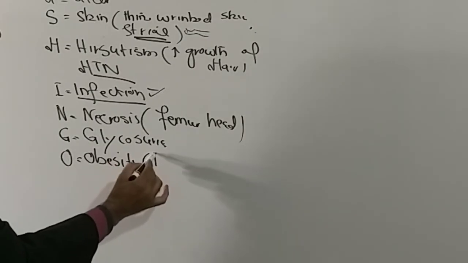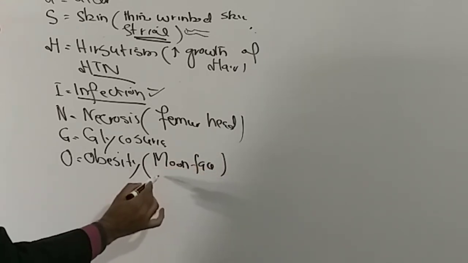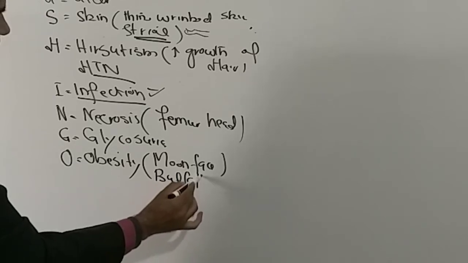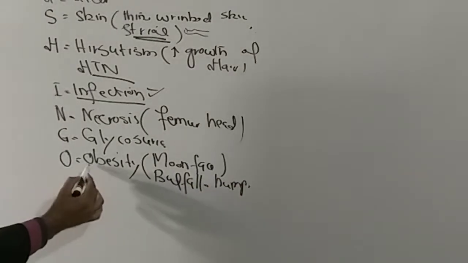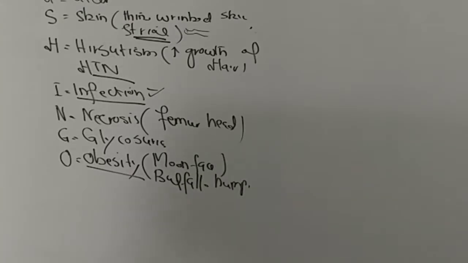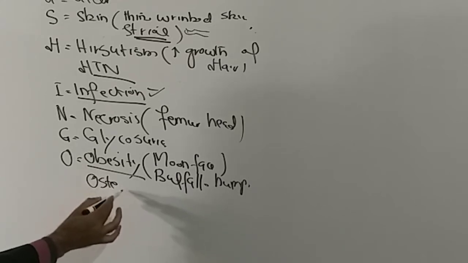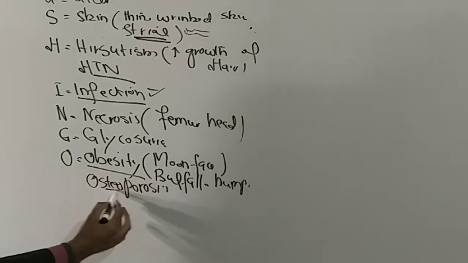Not only their face is swollen, they are like the moon face, but they also have a buffalo hump. Buffalo hump because of the redistribution of fat in their body, and central obesity is also present. Also, they have osteoporosis. That is why their bones break very easily, because they are so weak.